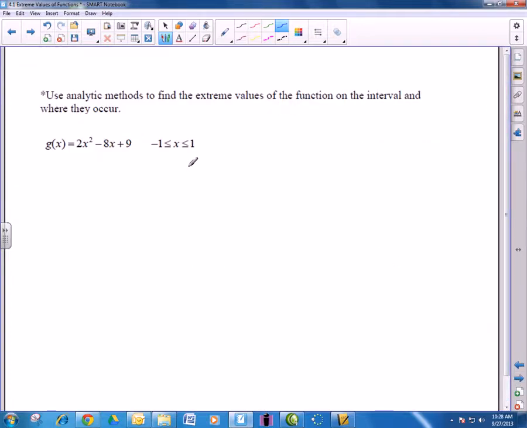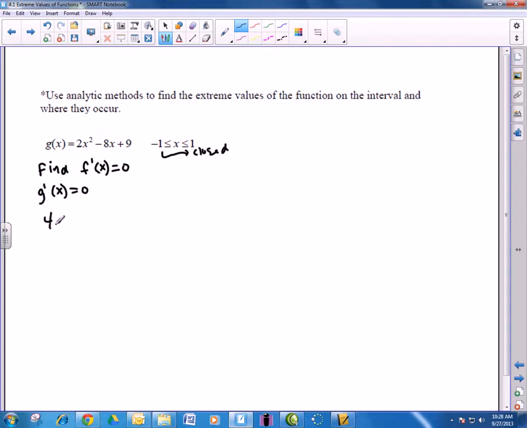All right, so let's take a look at this one. Use analytic methods to find the extreme values of the function on the given interval. So we're only looking from -1 to 1, and you notice that this is closed because it's less than or equal to, less than or equal to. So the first thing we want to do is find the critical points. So we want to find where the derivative is equal to 0. In this case, it's g prime of x equals 0.